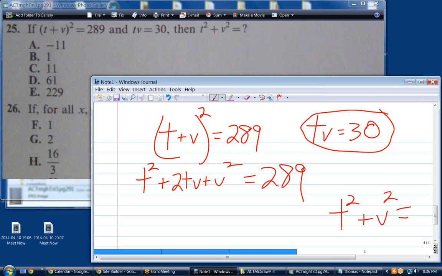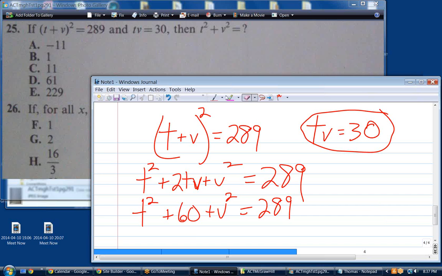There's too many variables. Okay, well, here's the t squared plus v squared, right? Yeah. So the only thing, if I can figure out what 2 times tv is, I'll be home free. So 60. Okay, so now I have t squared plus 60 plus v squared equals 289. Keep going. We're trying to solve for this over here. And then I would subtract the 60, and that's 229. That's the answer.